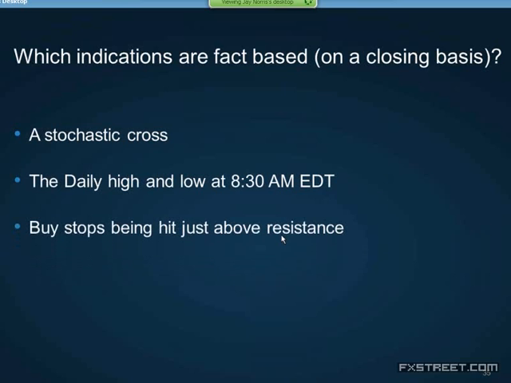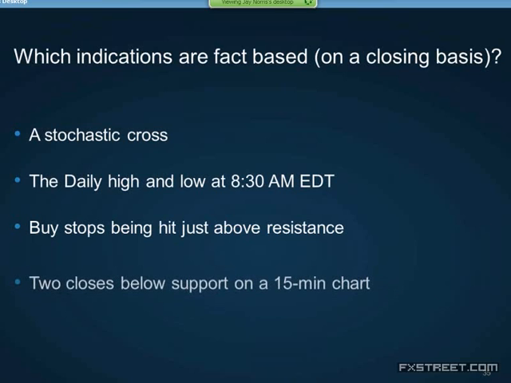Buy stops being hit just above resistance. No, that's not fact-based. Now, what if we said the market closed twice above resistance? Yes, that's fact-based. That's what I want to know. Me, I expect the first time up that they're going to knock out the stops above the 618 or the 625. I fully expect them to knock those stops out. But that's not a fact-based occurrence. That won't stop me from getting short at that level. I'll let them knock the stops out, then get short at that level, right?